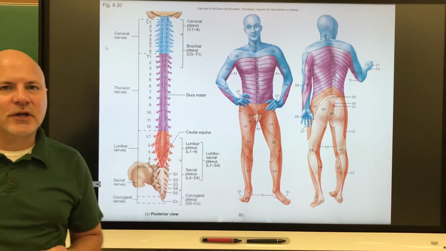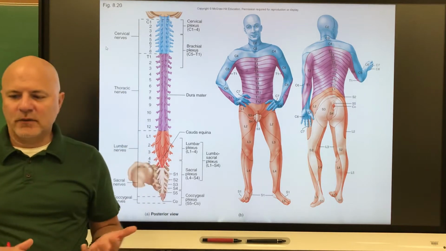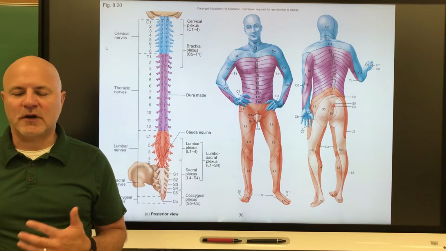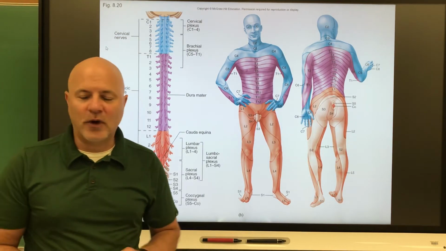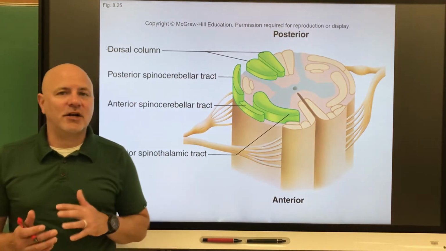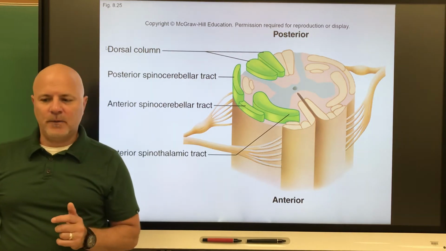So let's take a look at the functions of the spinal cord. One function is that we have a lot of reflexes that go through there. So we have spinal reflexes. So these are reflexes whose reflex arcs pass through the spinal cord. So that's one function of the spinal cord. The other is conduction of nerve impulses. So we're sending signals either up the spinal cord or down the spinal cord.